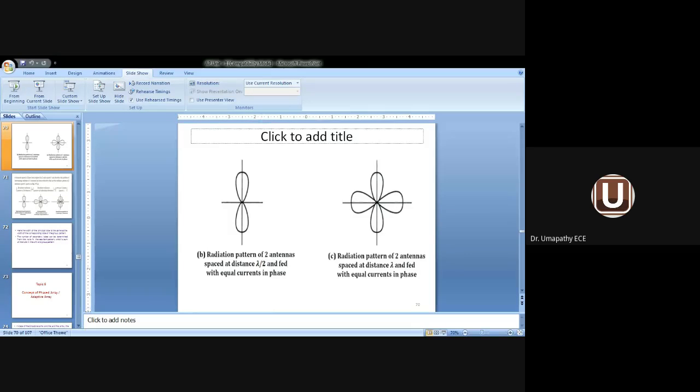So any difficulty or clarification on pattern multiplication, you can put a message in the chat box. Is it clear? Pattern multiplication. Any one or two from the group? Do you require any explanation or clarification on pattern multiplication? So one student is asking to explain the multiplication once again.